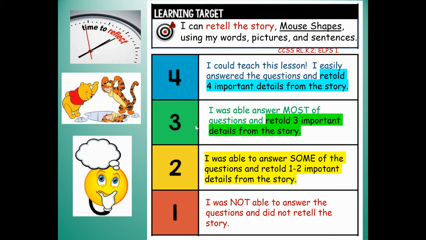Well, I hope you enjoyed talking about the story Mouse Shapes, including the characters, the 4 important details, and the lesson or moral of the story. I encourage you to read the story again and have a great day.